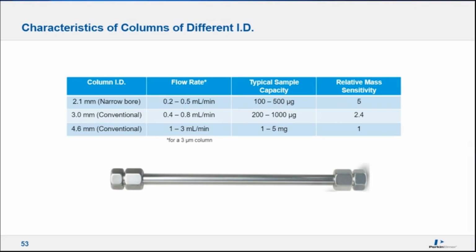So even by going to the 3 millimeter column, we have an ideal flow rate range of 0.4 to 0.8 mils a minute. We have a typical sample capacity of 200 to 1,000 micrograms, and we do have some improvement in a relative mass sensitivity of 2.4. The 4.6 or the conventional columns, or typically used columns, have a flow rate range anywhere from 1 to 3 mils a minute, have a sample loading capacity of 1 to 5, and do not experience any relative sensitivity when compared to the narrow bore columns.